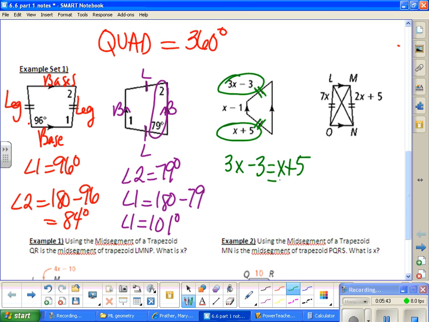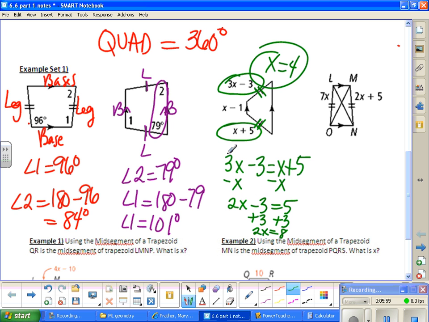I'm going to go ahead and subtract x. I end up with 2x minus 3 equals 5. Add 3, 2x equals 8. So x is going to equal 4. It doesn't specify what you need to do, so you solve for x and that's fine.